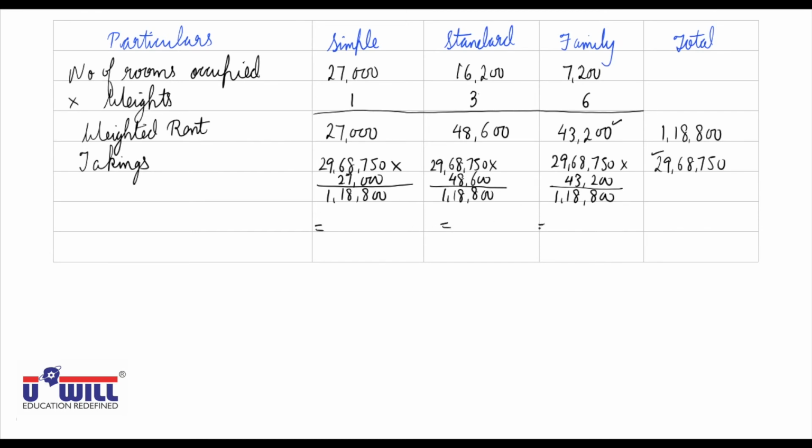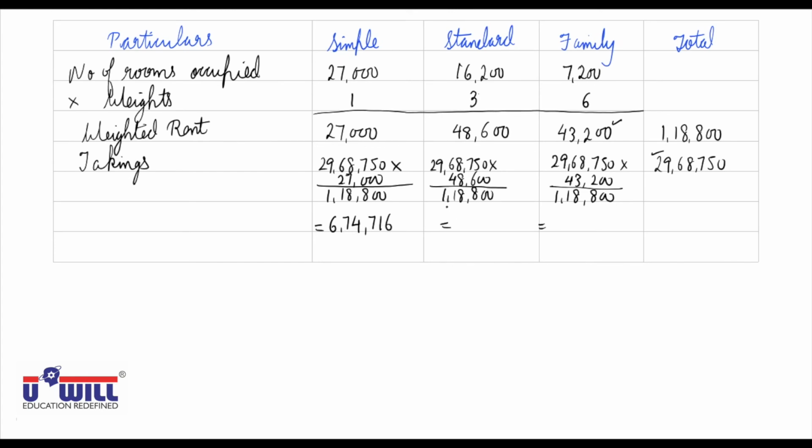I have discussed this earlier. How you can do it is, first you divide by 118,800. So first you do 2968,750 divided by 118,800, and then you do into 27,000 equal to, you'll get 6,74,715.9, means 716, you can round it off.